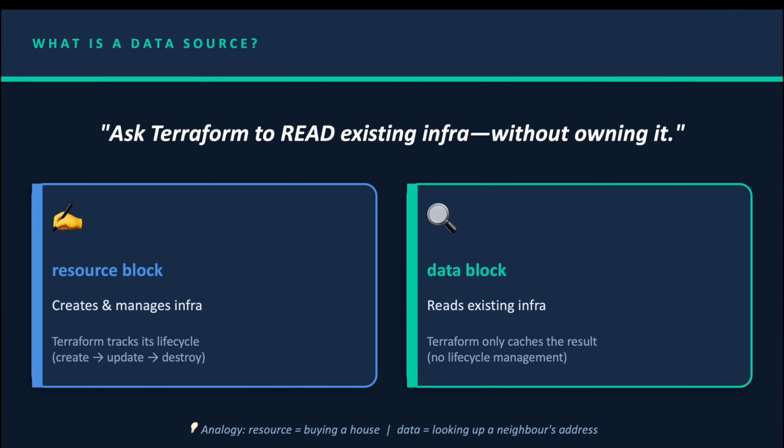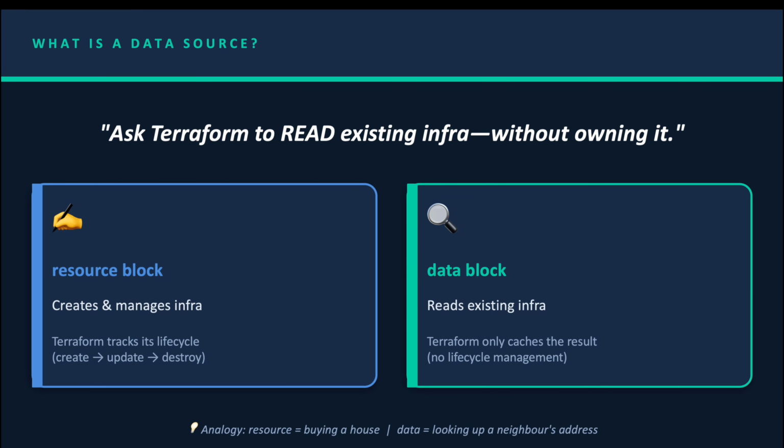Simple. It lets Terraform read existing infrastructure without owning or managing it. Think of it like this: a resource block is you buying a house. Terraform owns it, manages it, can destroy it. So this is your resource block. The data block is you looking up your neighbor's address. You are just reading info, touching nothing. That's the entire mental model. Read only, no lifecycle, no destroy.